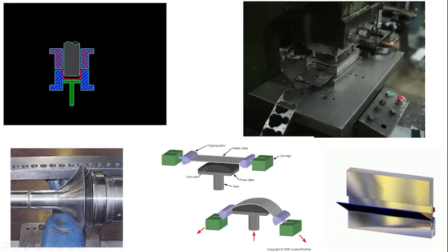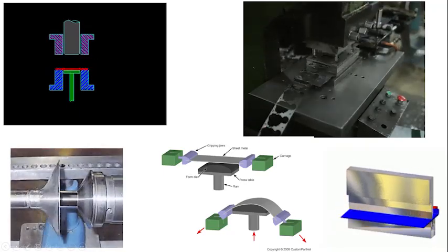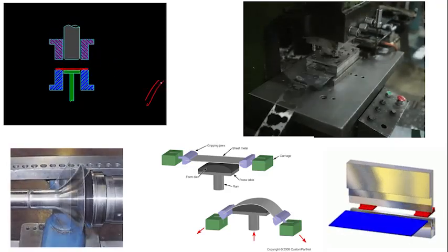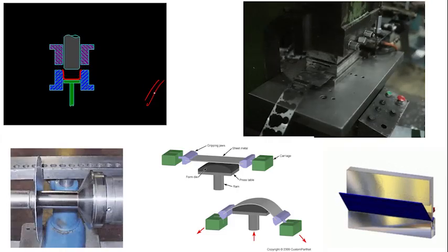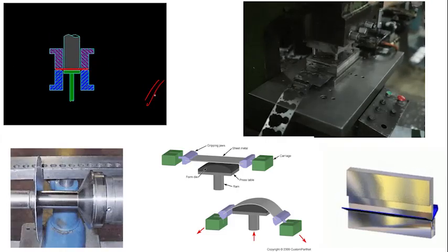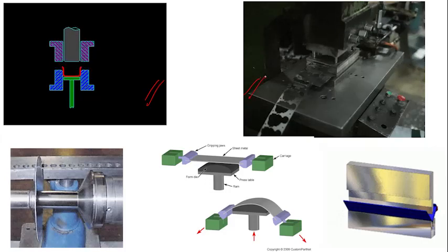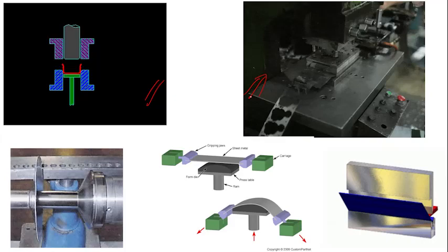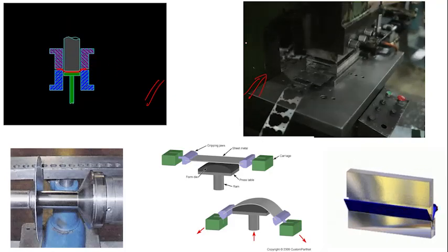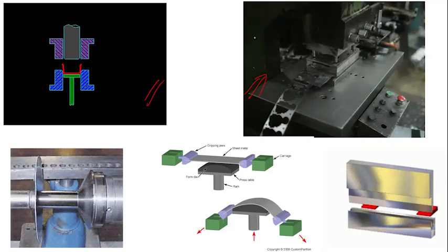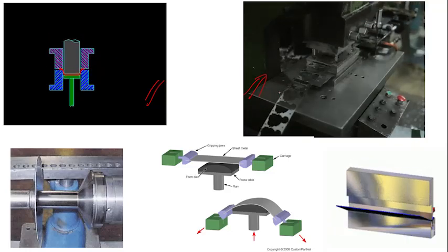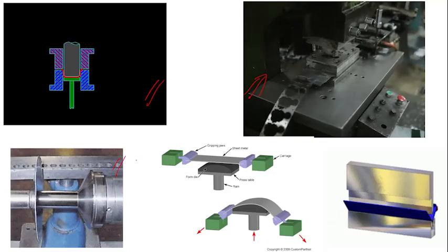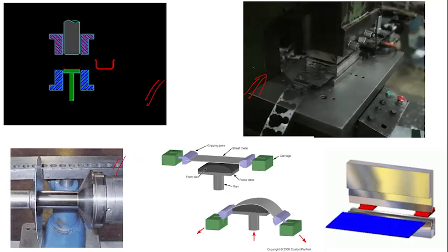Now, these are some other processes. Tell me, what are these processes? Give it a try. What is this one? Deep drawing. What is this? Blanking. Yeah, this could be blanking, punching, or piercing, depending upon what is your workpiece and what is your scrap material, right? Then what is this? Okay, let me play this. It's not moving.